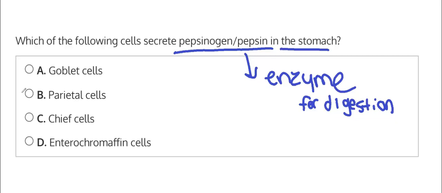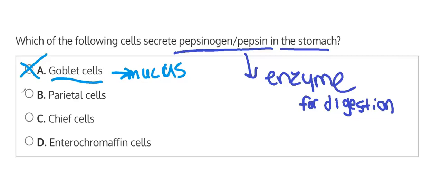Option A has goblet cells. Now, goblet cells are known for mucus secretion, which is useful in the stomach for the digestive process, helping move things along, but this is not what produces pepsinogen, which is what we are looking for. So we can eliminate option A because that secretes something different.